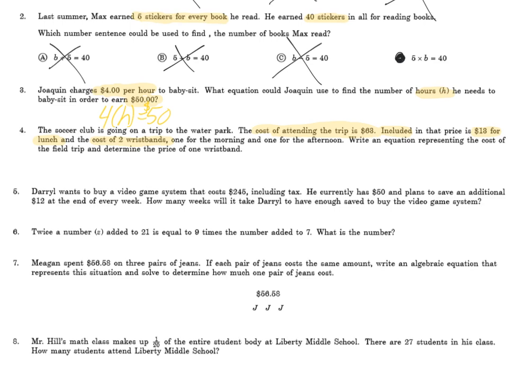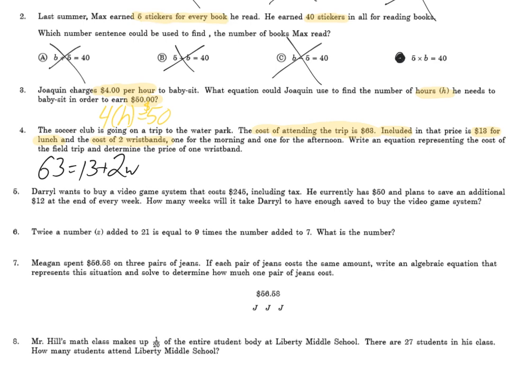Okay, so let's look at this a little bit closer. So we have $63 automatically. We know that right away. So 63 equals, so that gives us $13 automatically. So $13 for lunch plus 2 wristbands. So I'm going to put 2W. I don't know how much a wristband is.